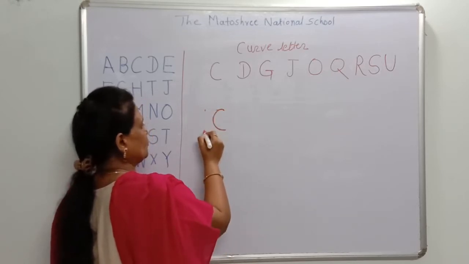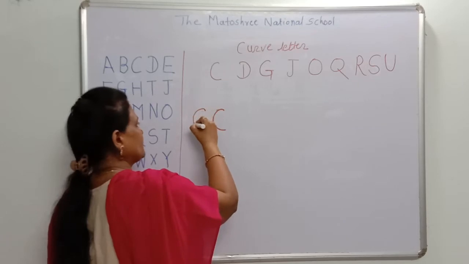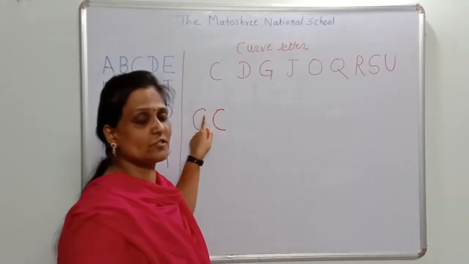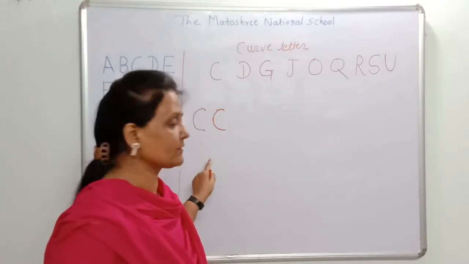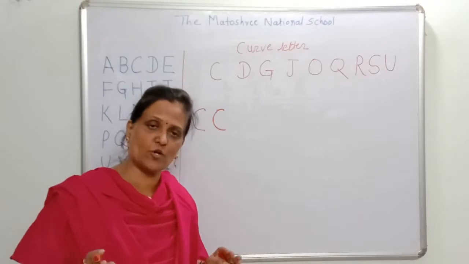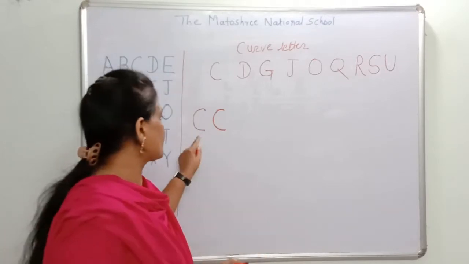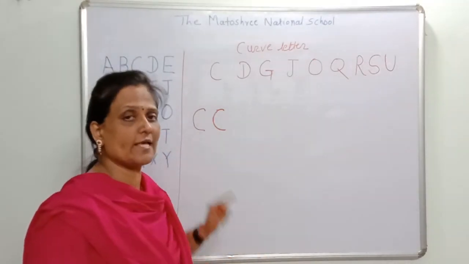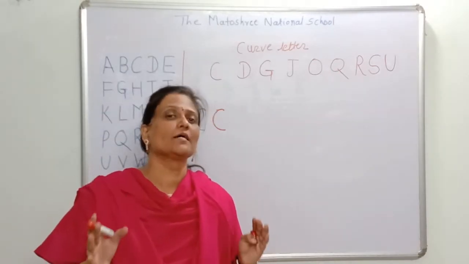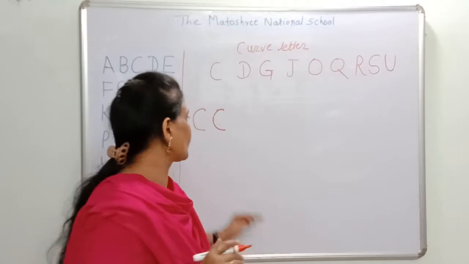I draw two dots here. I join these two dots by this curve line. It's called a C, a half circle. So this is C. C says K. K as in cat.